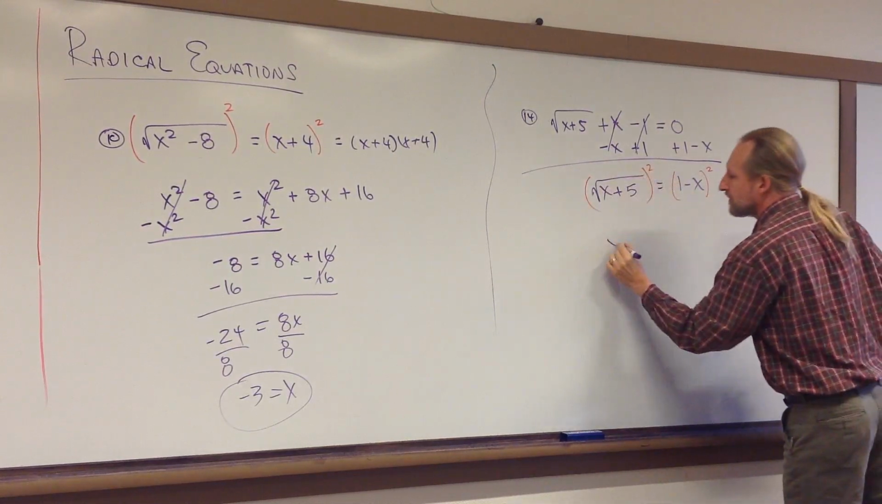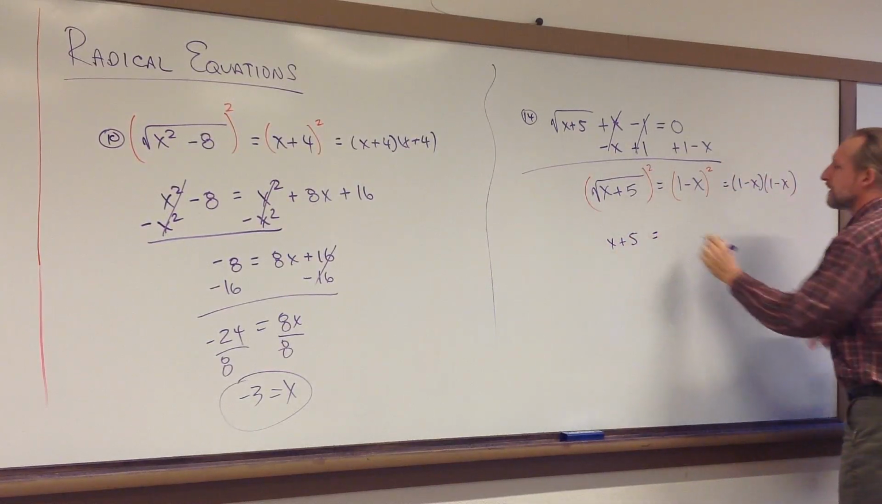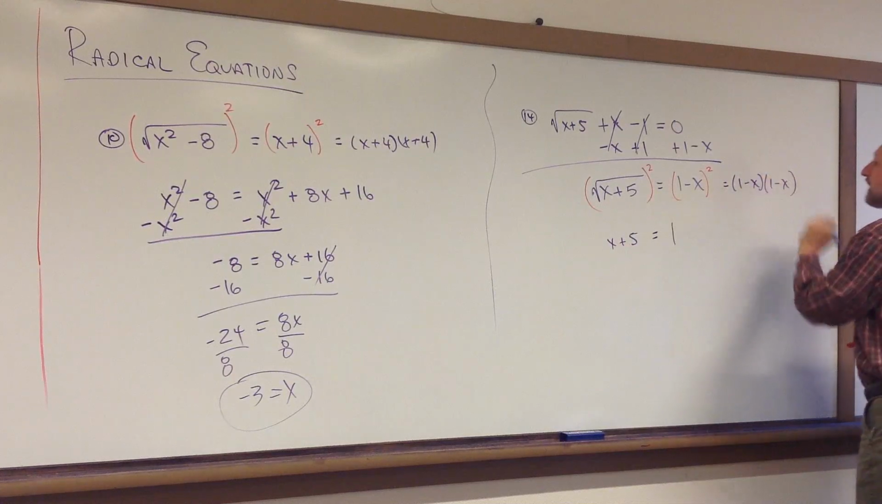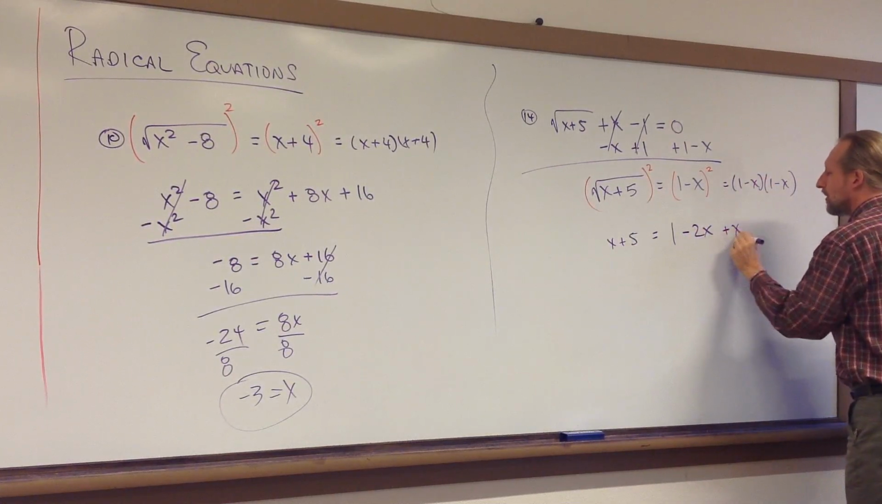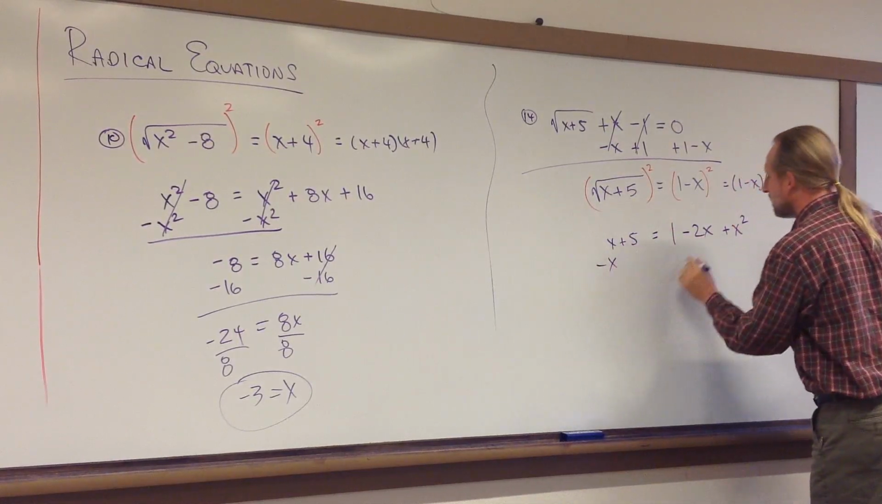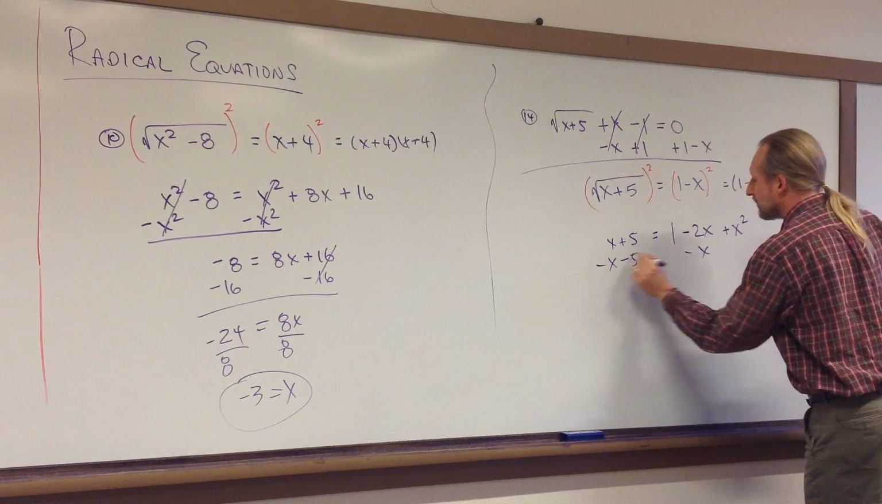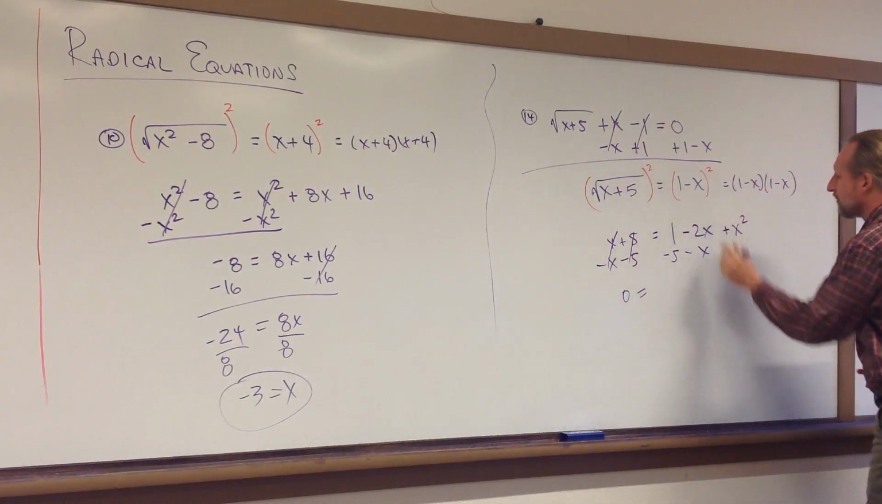So this one just comes out as x plus 5. And then over here, let's see, we'll get 1 minus 1x, so that's minus 2x, and then plus x squared. And then we'll move this stuff over to here. Subtract x and subtract 5. So those cancel out. And I'll rearrange this stuff.